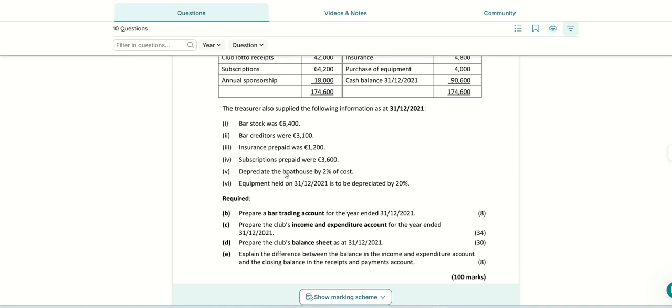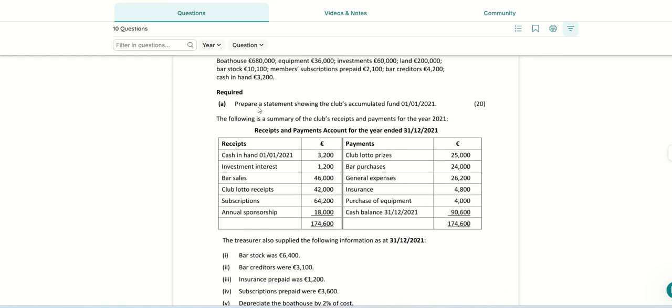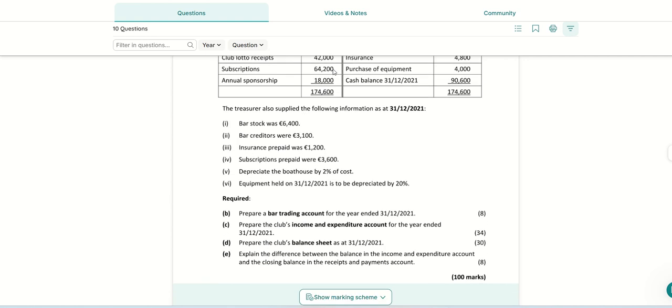There are several sections. So A to E is what we're required to perform. Part A is the statement of accumulated fund at the start of the year. So it's up here because the start of year information is up the top here. 20 out of your 100 marks for doing your assets and liabilities at the start of the year. Part B, 8 marks for doing the bar trading account.